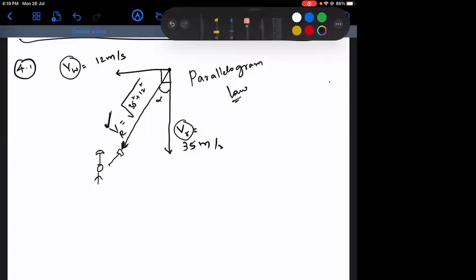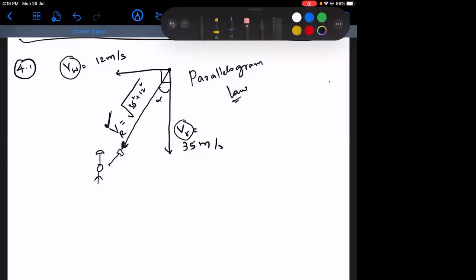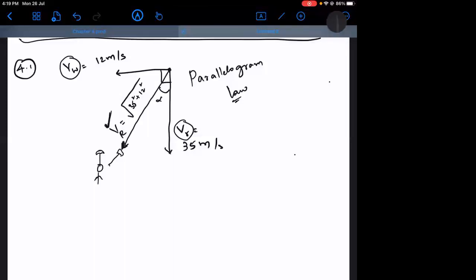Right. So this is the angle. I told you already, what does direction in physics mean? Direction in physics means angle. So they are asking in what angle is he supposed to hold the umbrella so that he doesn't get wet.